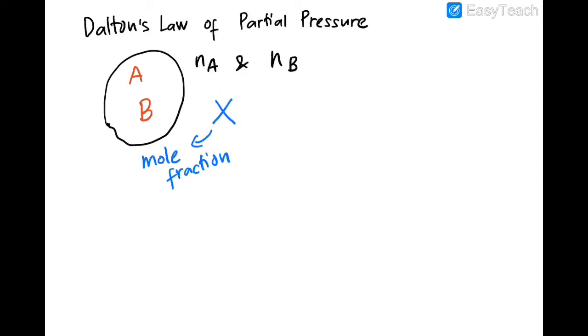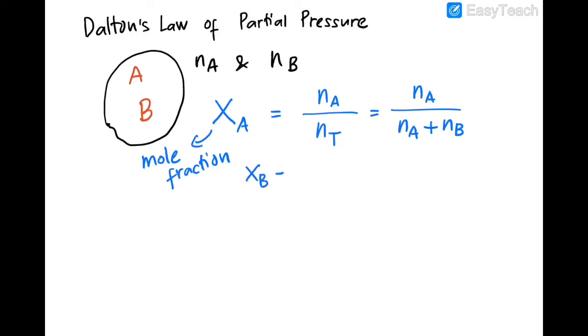So X, for instance in the case of A, is equal to the mole of A divided by the total mole of gases. In this case, it's going to be Na plus Nb. Similarly, Xb is going to be Nb divided by Nt, the total of Na plus Nb.